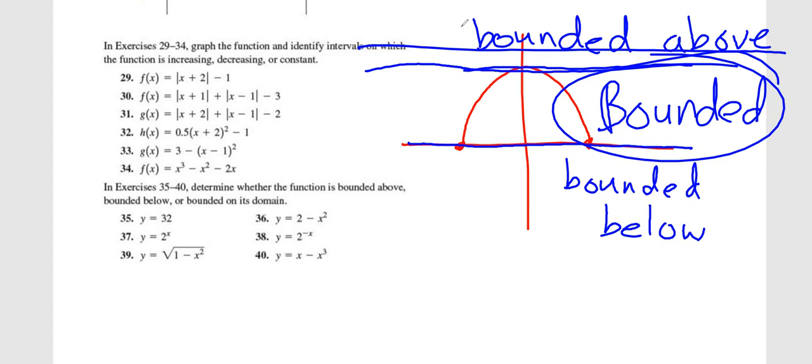Can I draw a line above that it won't cross, that it won't go over? Can I draw a line below that it won't go below? And if I can do both of those, then it is bounded. Yes, you need to see a picture. Yes, you need to look at those pictures.